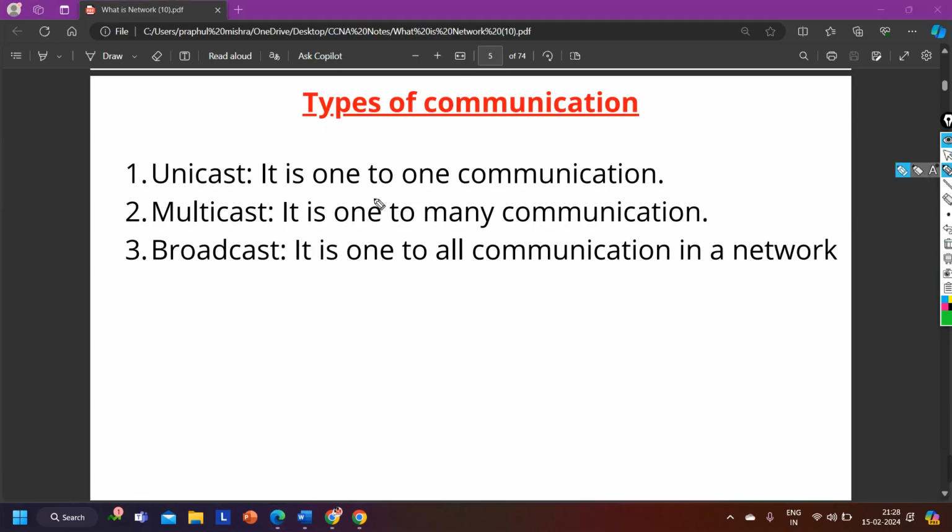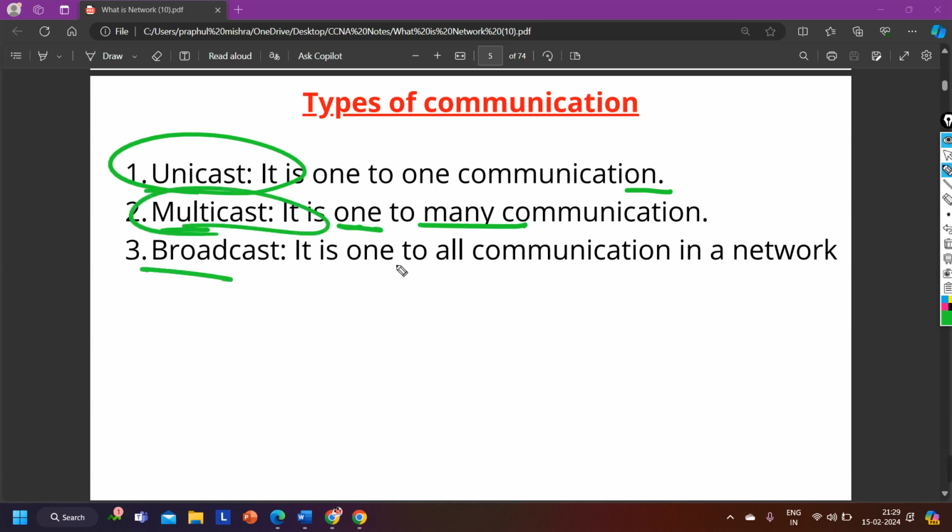Now let me take you here. What is unicast? It is one-to-one communication. If there is a single sender and single receiver, that type of communication is known as unicast. Multicast is one-to-many communication. If there is one sender and multiple receivers, that type of communication is known as multicast. Broadcast is one to all in a network. You cannot say it is just one to all. It is one to all in a network.